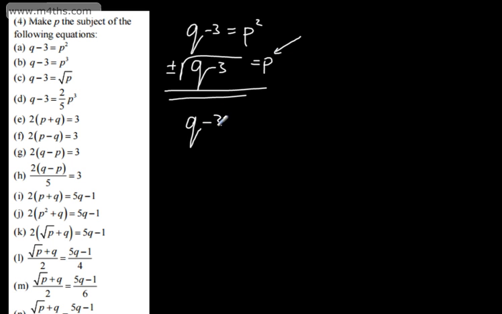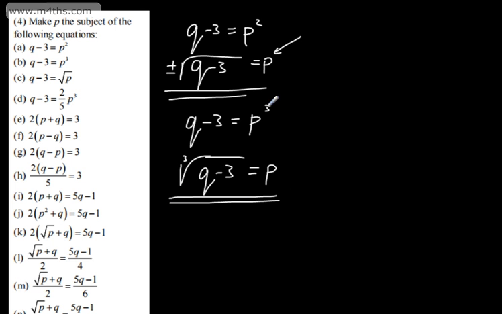If we look at q minus 3 is equal to p cubed, again, p is not the subject, p cubed is. To make p the subject, we need to do the inverse. The inverse of cubing is cube rooting, and we can write that as the cube root of the quantity q minus 3 is equal to p. We don't get a plus or minus, as this now is an odd power. Even powers will give us a plus or minus, odd powers won't.